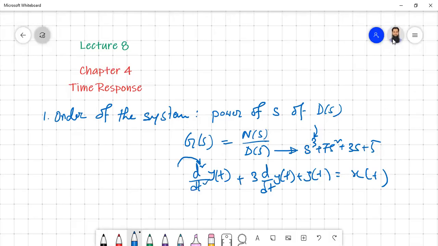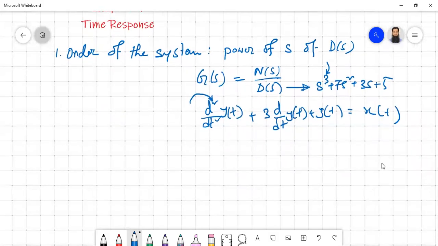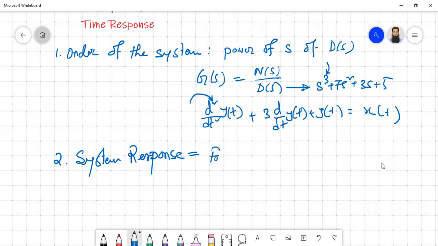The next thing that comes is the system response. If we look at the total response of the system, it has a combination of two parts. One is called the forced response, as well as the natural response.